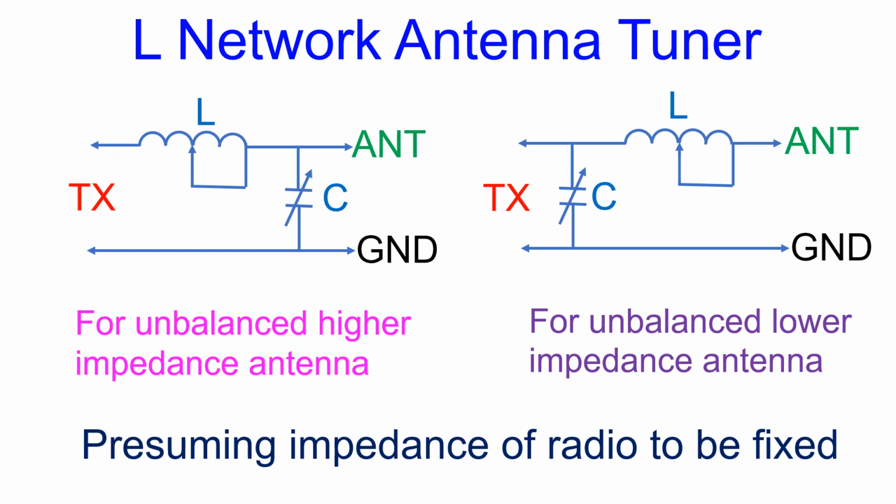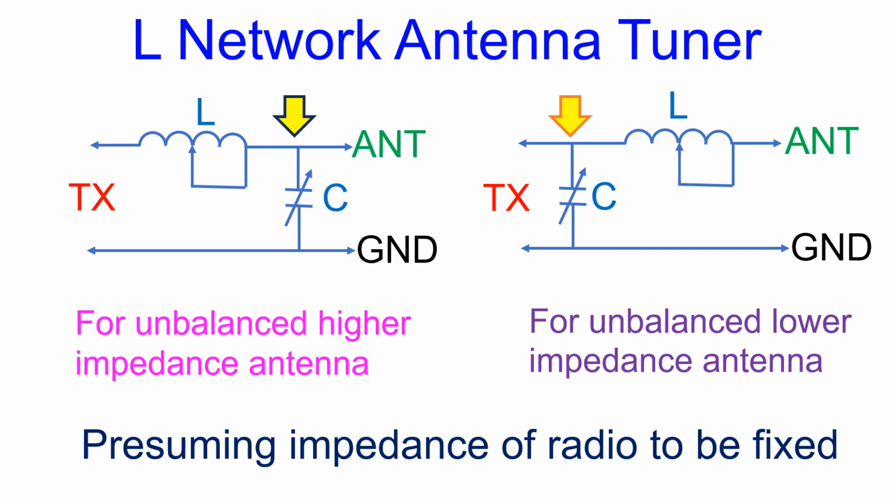L network antenna tuner could be implemented in two ways. One with variable capacitor at the antenna end for matching an antenna with higher impedance than the radio, and another with capacitor at the radio end to match an antenna with a lower impedance than the radio. In both, the variable inductor is placed in series and variable capacitor in parallel as shown in the diagram.